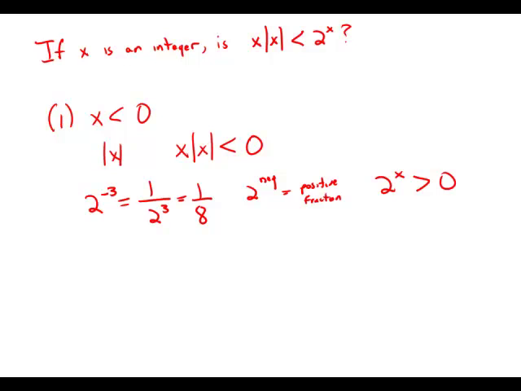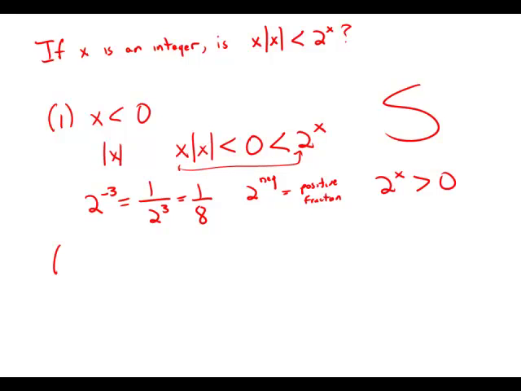Well, if we know that x times absolute value of x is less than 0, and if 2 to the x is greater than 0, then by transitivity of inequality, we can see that x times absolute value of x has to be less than 2 to the x. So this statement by itself is completely sufficient to answer the question.